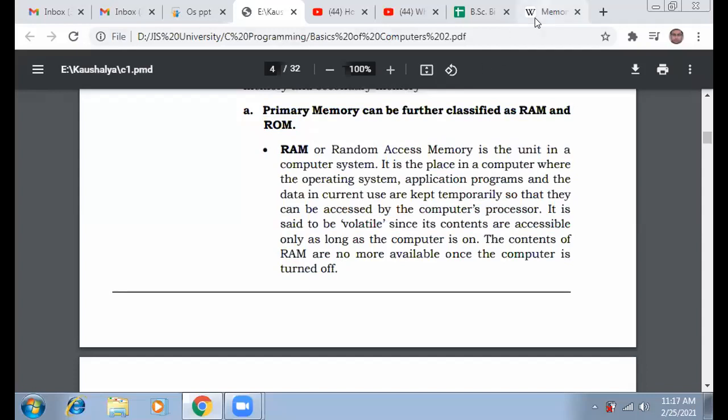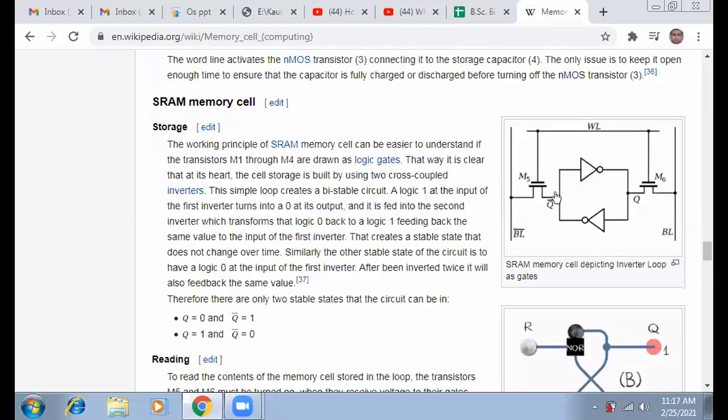Actually, I want to show you, for your knowledge, how the RAM is actually made. This is a diagram of a static RAM. In the examination, if you are able to draw this diagram, it is very easy to draw, it will carry some marks. If you are able to tell the functionality of this cross-coupled inverter, this bubble sign is working like an inverter.